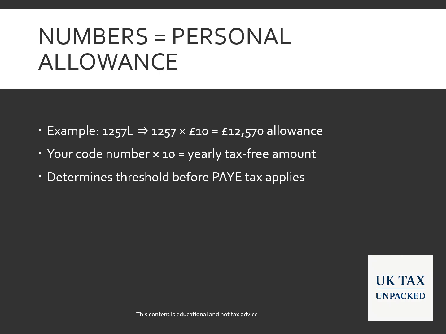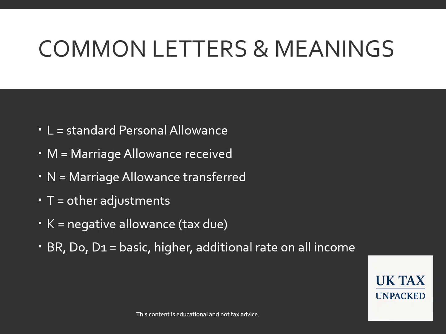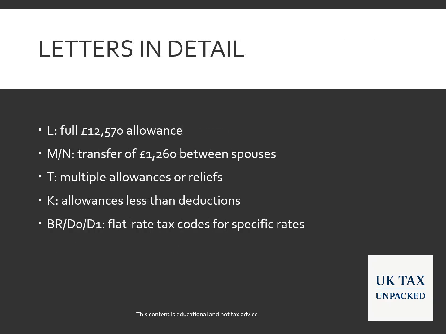For example, if your code is 1257L, that means you can earn £12,570 tax-free this year. After that, the usual income tax rates apply. It's a simple formula, but only if the right code is being used. Those letters carry weight. L means you get the standard personal allowance, M or N, that's to do with marriage allowance transfers. K is more serious. It means you owe tax on additional income or benefits. And codes like BR or D0 mean all your income is taxed. Ouch.